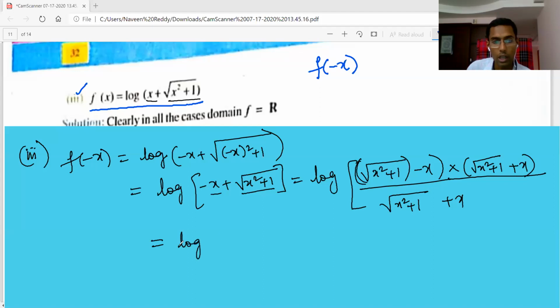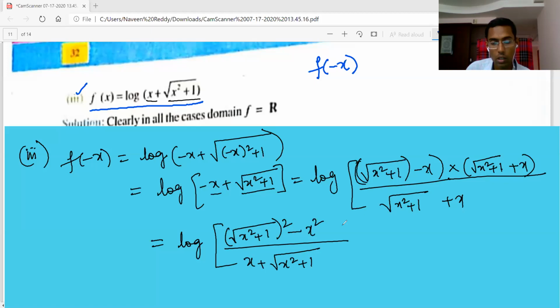So what do I get now? By this arrangement, I get in the numerator a minus b into a plus b, a square minus b square, that is x square plus 1 whole square, minus x square, by x plus under root of x square plus 1. So what do I get finally? Log of whole square, the square root gets cancelled, x square also gets cancelled, 1 by x plus under root of x square plus 1.